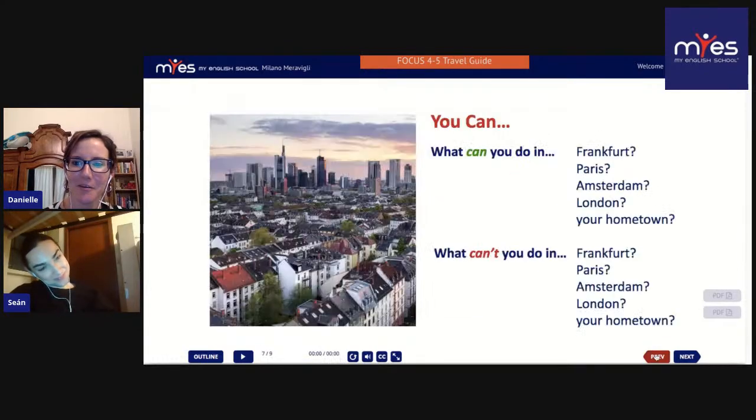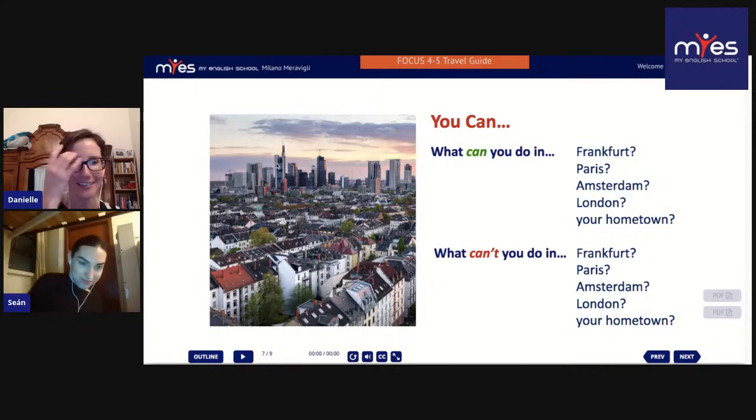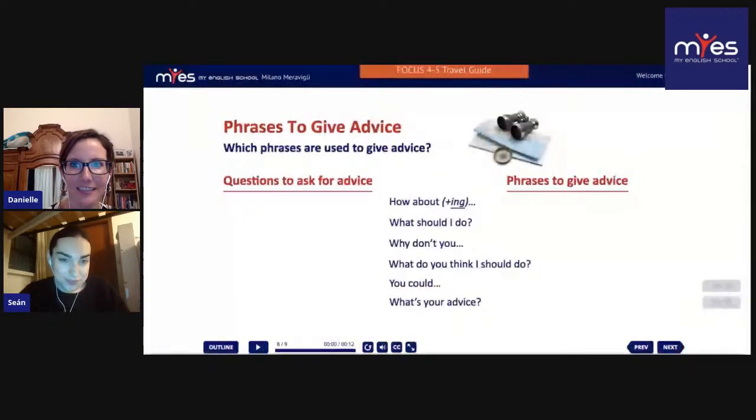Does anyone know what city this is? I think that's Frankfurt. I've thought about it a few times doing the focus. Yeah, I think it is as well because the houses look quite German and it's a very financial looking place with the big silver buildings, the skyscrapers, as Sean said before.